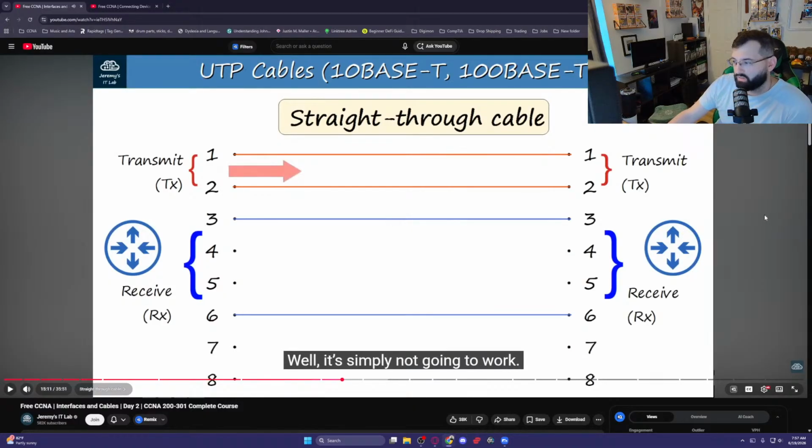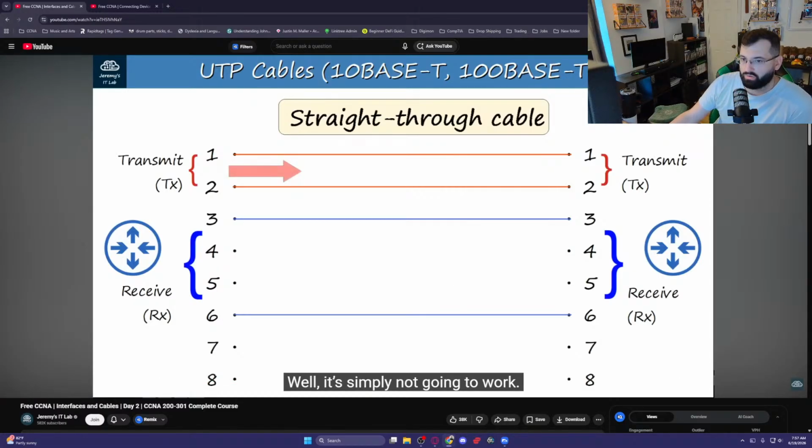Okay, so now we're going to have issues because this is trying to transmit, but you have to remember that when figuring out how data transfers, it's not just about the wire, it's also about the port too. The wire will transmit things a certain way based off of how it's wired, like if it's going to be crossed or not.